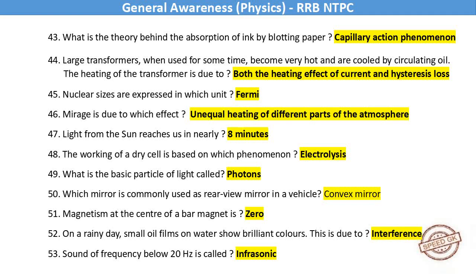The working of a dry cell is based on which phenomenon? Electrolysis. What is the basic particle of light called? Photons. Which mirror is commonly used as rear-view mirror in a vehicle? Convex mirror. Magnetism at the center of a bar magnet is 0.